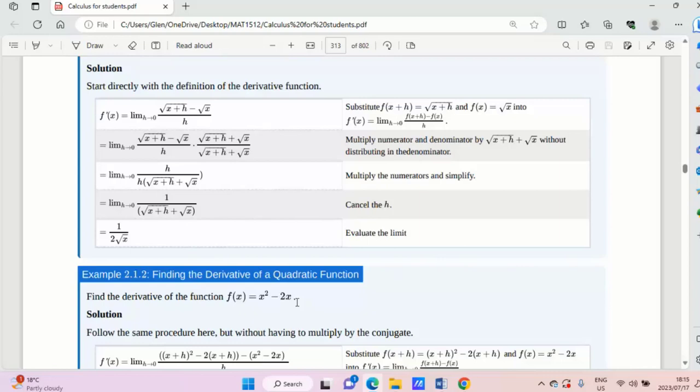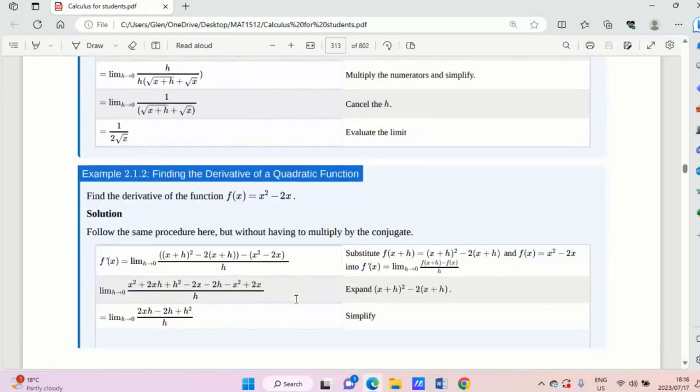Okay. When we do that, we know that the first term, we've got f of x plus h minus f of x all over h. So we know that the first one is x plus h.